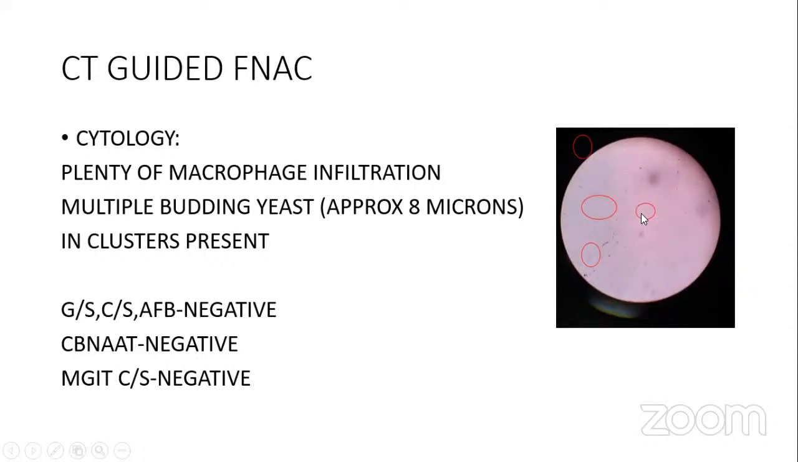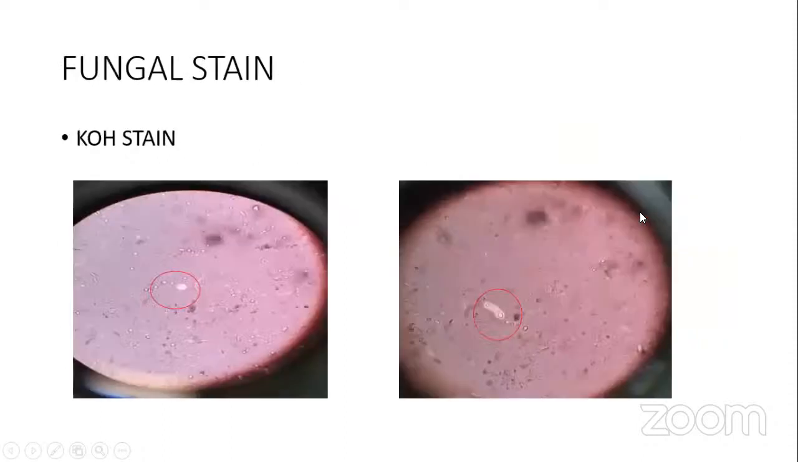So we have multiple. Gram stain, culture and sensitivity, AFB was negative, CBNAAT was negative, MGIT culture was negative. And in the KOH stain also you could see a budding yeast cell surrounded by a capsule, and one more, you could also see 2 budding yeast cells surrounded by a capsule.